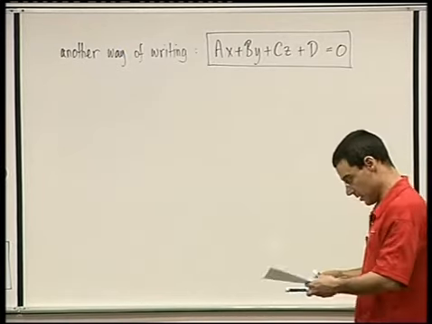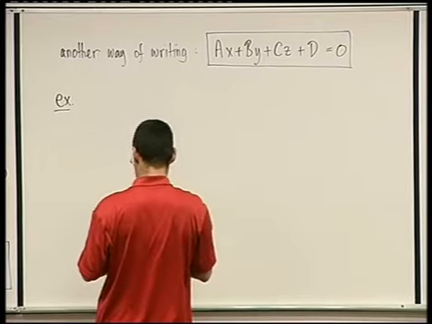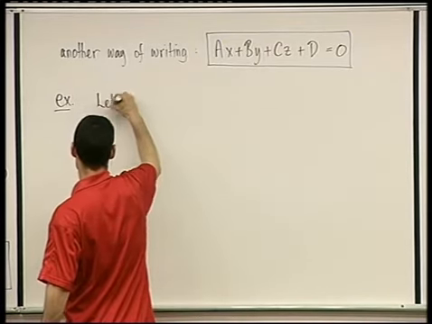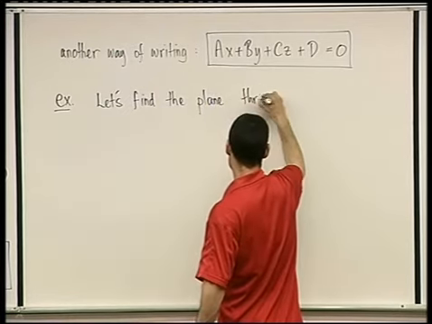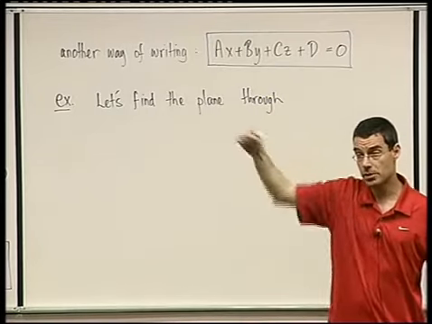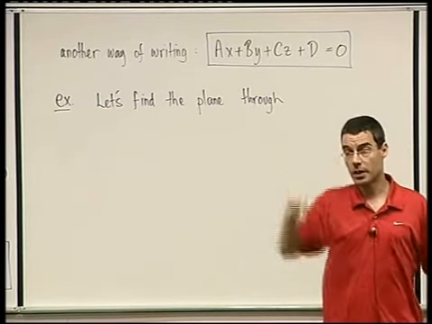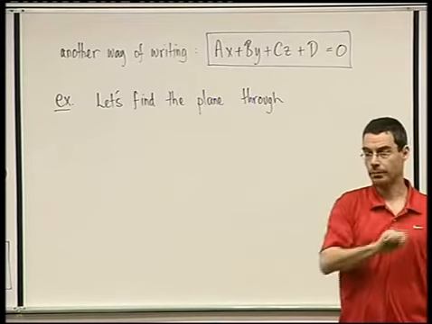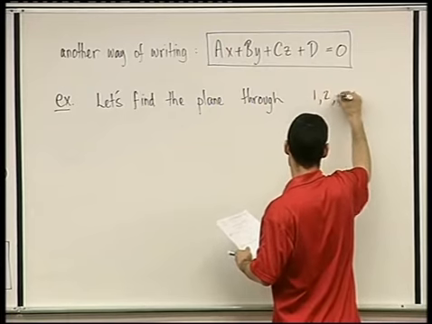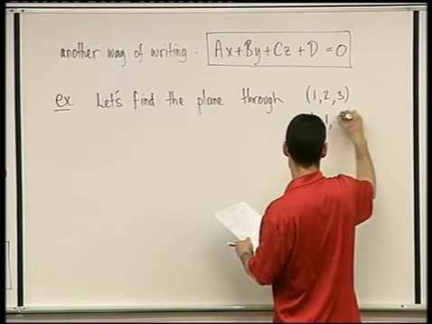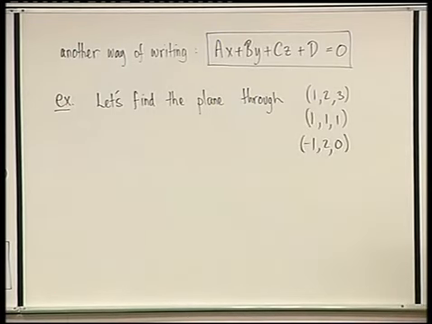Okay, let's do an example. Let's see that this makes sense. So, example. Let's find the equation of the plane through, so if I have 3 points in space, as long as they're not on the same line, they also determine a plane. Do you agree? If I have 3 points in space and they're not on the same line, they determine a plane. Does everybody see that? Okay. So let's find the plane through 3 points. 1, 2, 3, that's 1 point. 1, 1, 1, that's another point, and negative 1, 2, 0. So these are 3 points in space. Okay?